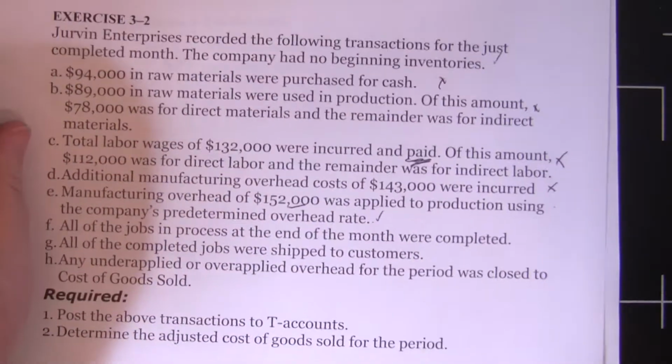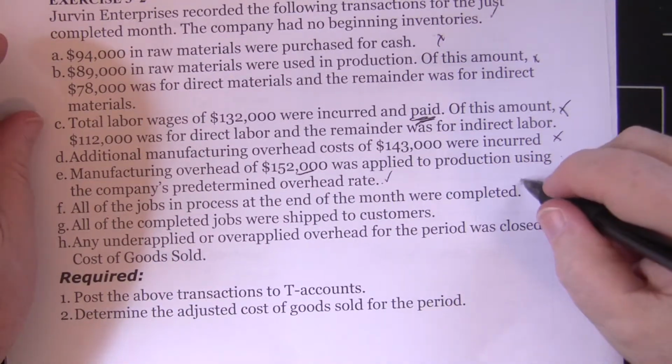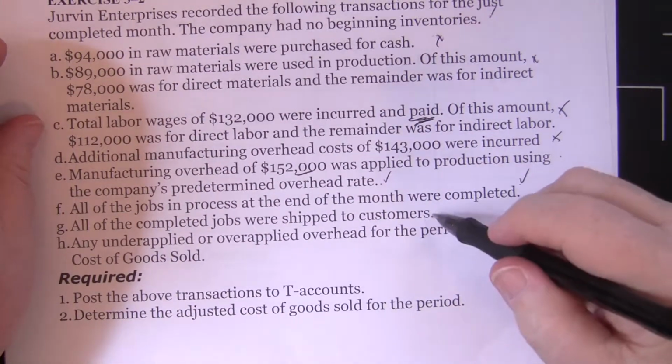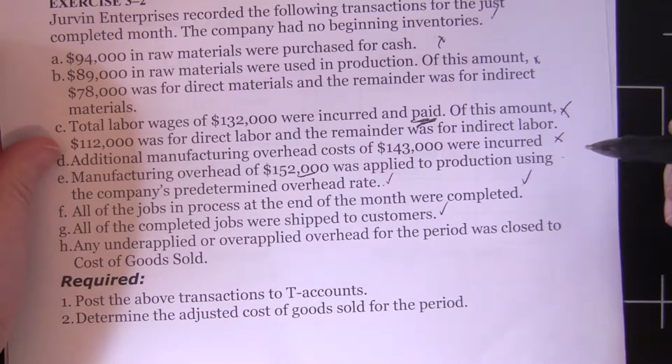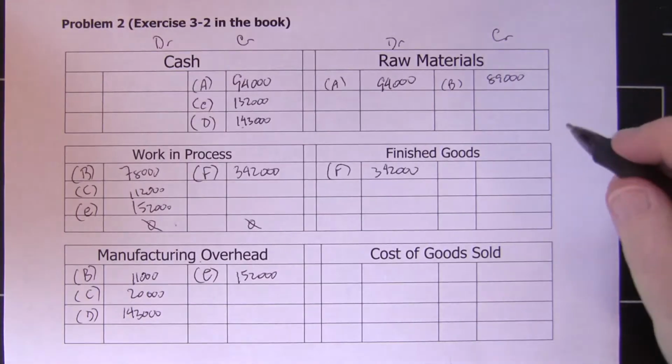Now, they tell us all of the completed jobs were shipped to customers. So everything went from finished goods to cost of goods sold.